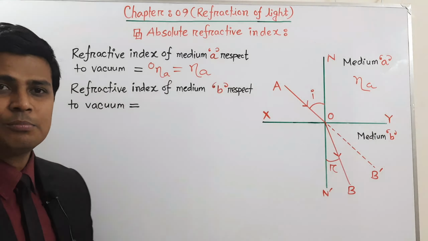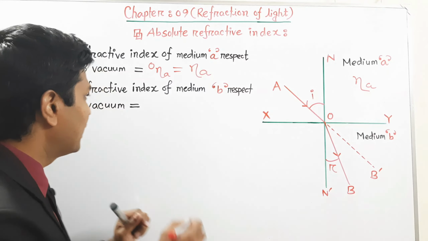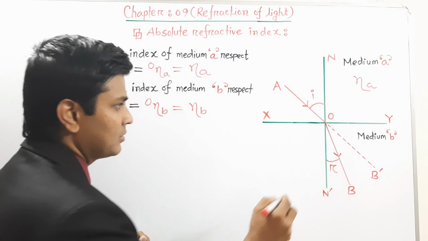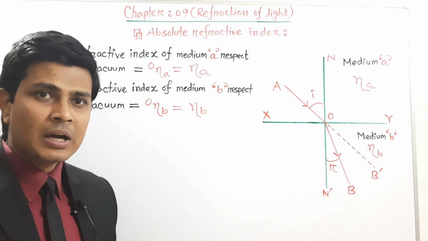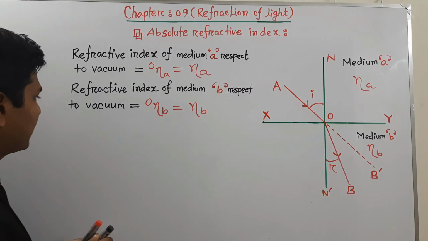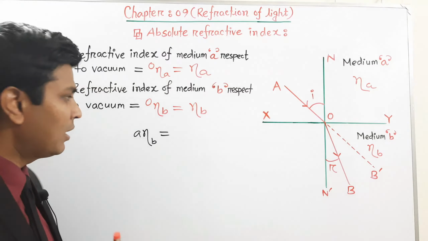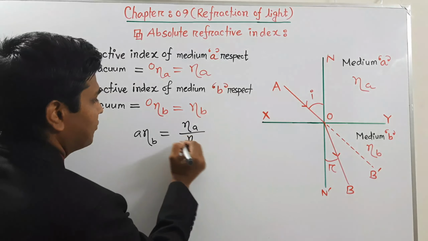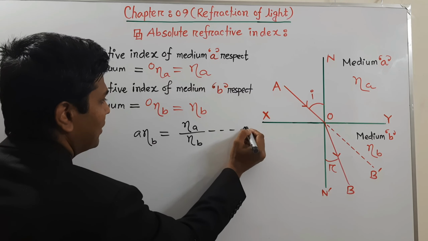Now, the refractive index of medium B with respect to vacuum is also called the absolute refractive index of medium B, and it can be written as ₀ηB or only ηB. So, the absolute refractive index of medium B will be ηB. Now, you know the refractive index of medium B with respect to medium A can be written as AηB, and the formula will be the absolute refractive index of medium B divided by the absolute refractive index of medium A. This is the formula, and let's consider this is equation number 1.